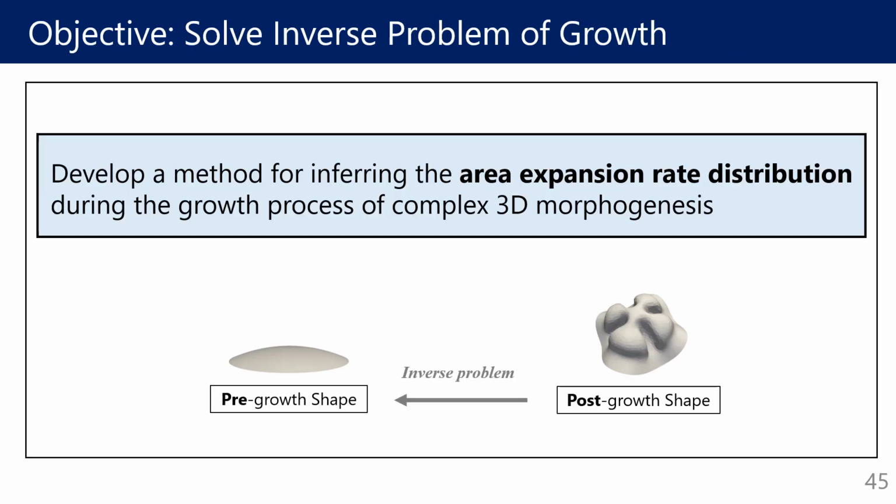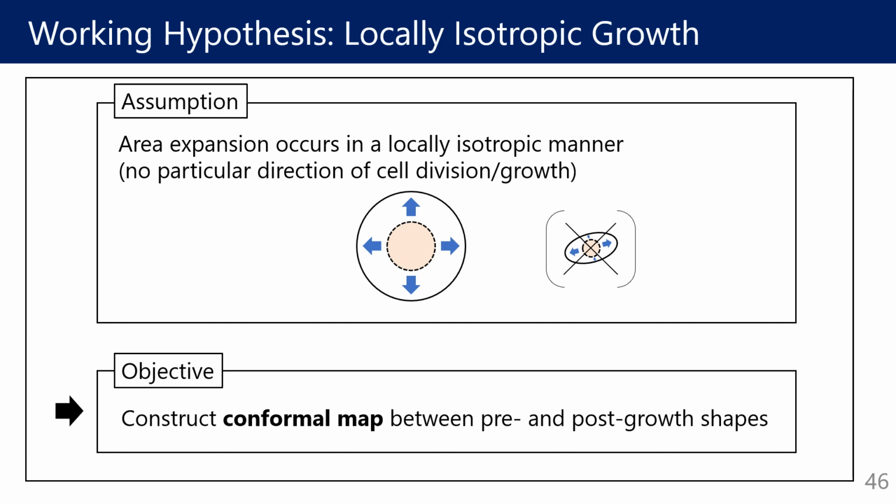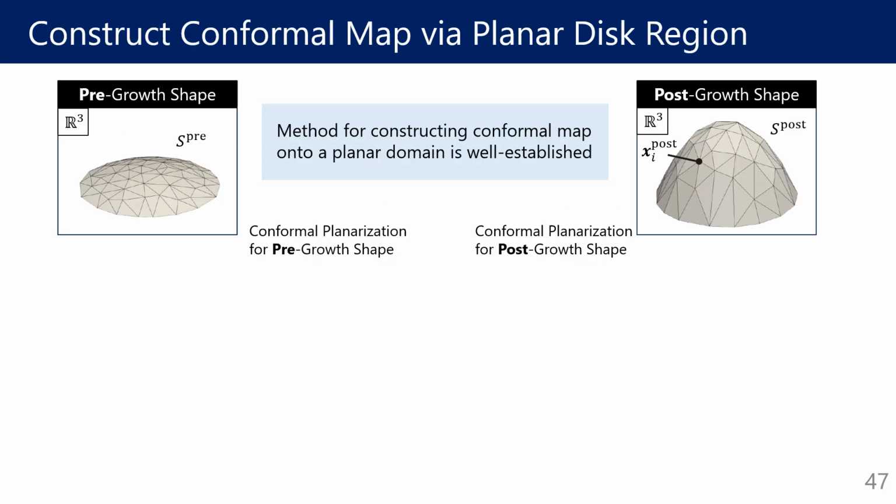Our research aims to develop a method for inferring the area expansion rate distribution during the growth process of complex, three-dimensional morphogenesis. To solve this inverse problem, we make an assumption about the growth process. It takes place in a locally isotropic manner. In mathematical terms, the shapes before and after growth are connected by a conformal map, and our goal is to construct this conformal map. The method for constructing a conformal map onto a planar domain is well established.